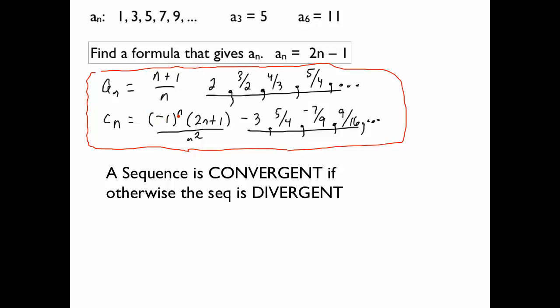So what does this negative 1 to the n do? It makes the terms alternate between positive and negative, right? So negative 1, whenever it's raised to an odd power, is going to give you a negative. Whenever the negative 1 is raised to an even power, it's going to give you positive. That's what makes the sequence alternate between positive and negative values. So this is called an alternating sequence.